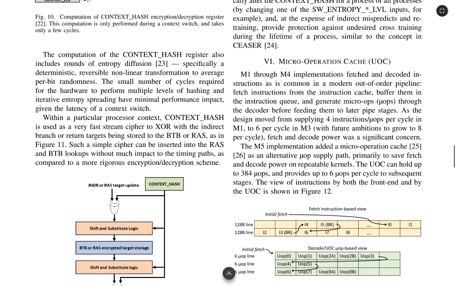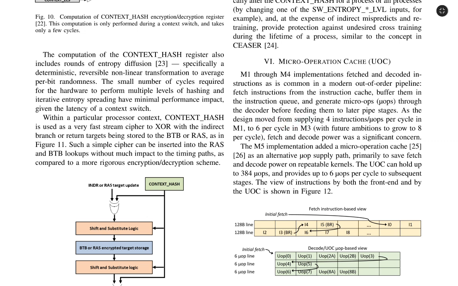Chapter 6: Micro Operation Cache (UOC). The M1 through M4 implementations fetch and decode instructions as is common in a modern out-of-order pipeline. Fetch instructions from an instruction cache, buffer them into an instruction queue, and generate micro operations through the decoder, buffering them before feeding them to the later pipe stages.